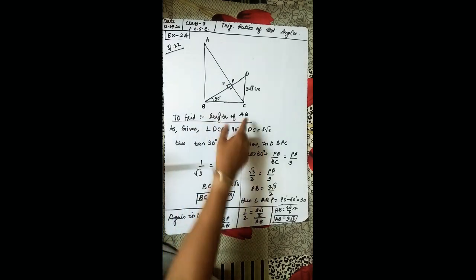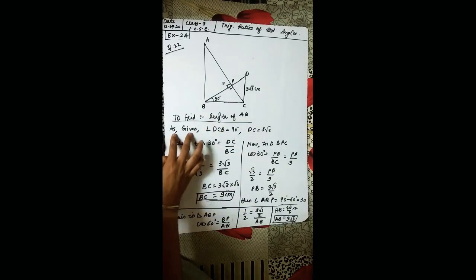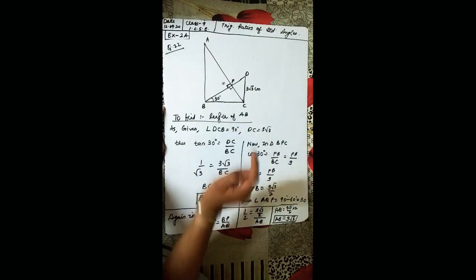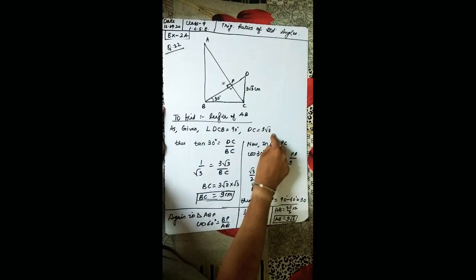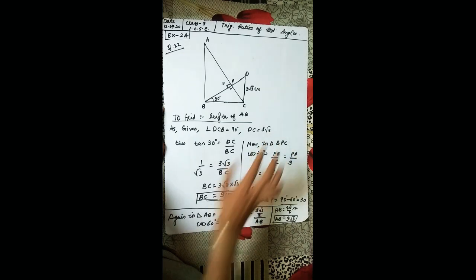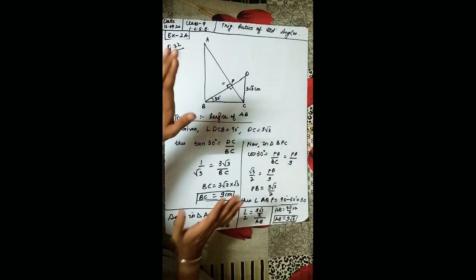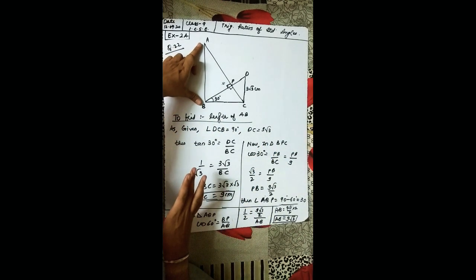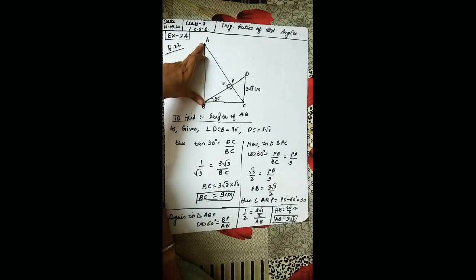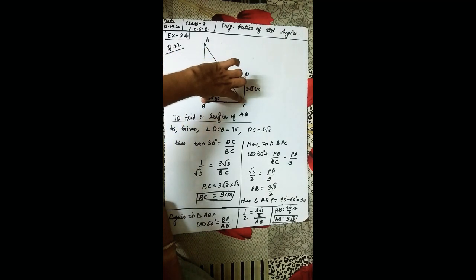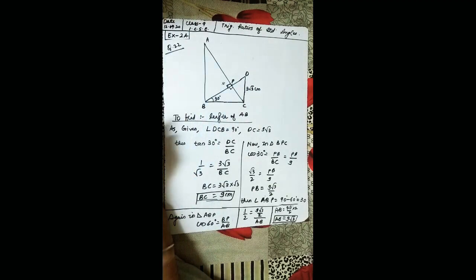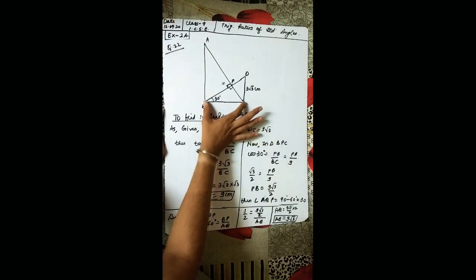So to find the length of AB, as given, angle DCB is 90 degree and DC is 3 root 3 centimeter. Then first what we actually need is this AB. How will we get this AB? I'll explain how we'll get this AB. First of all, we are given this 3 root 3 and you just find this BC, because this is very helpful to us. Okay, so we go on finding the BC.